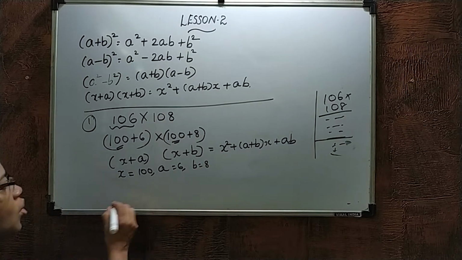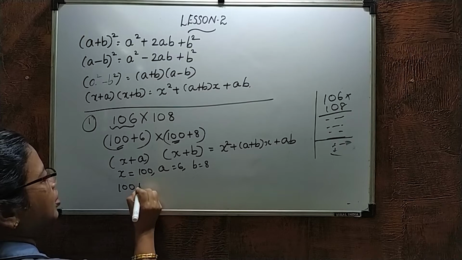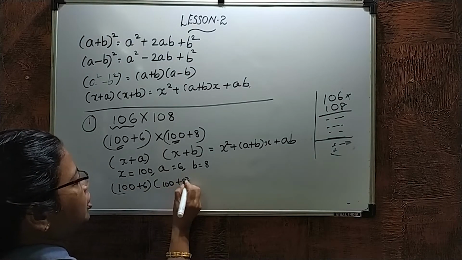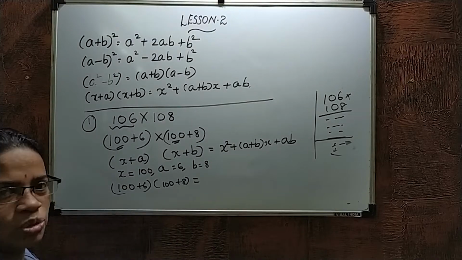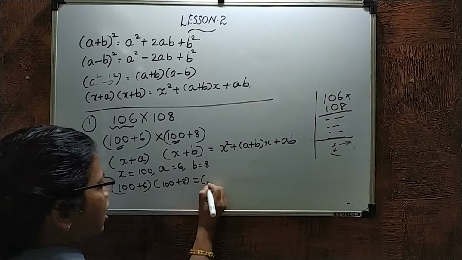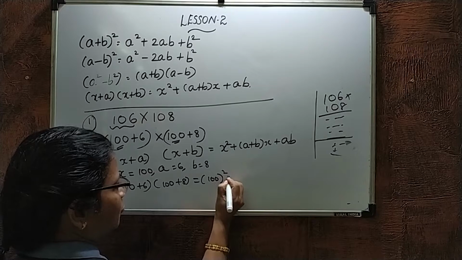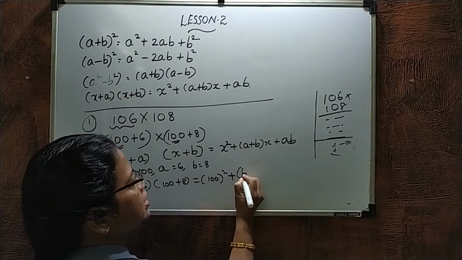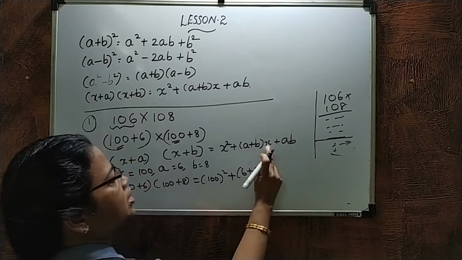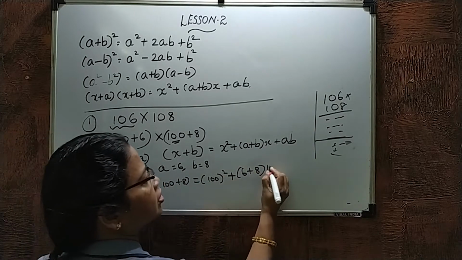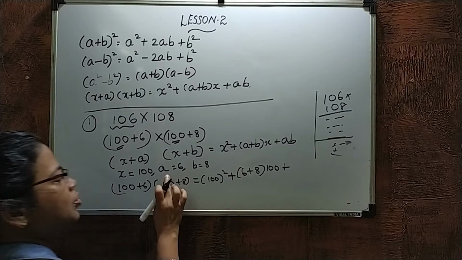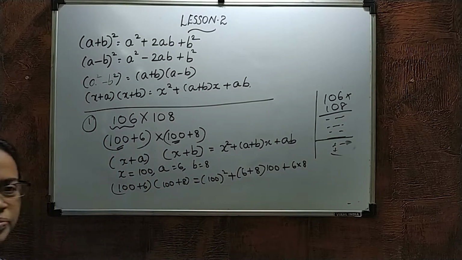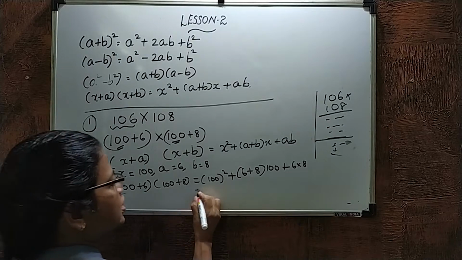Then we start: 100 plus 6 into 100 plus 8 equals, first one, x square. X square means 100 square, plus a plus b into x. A plus b means 6 plus 8, into x which is 100, plus ab. What is ab? A into b, 6 into 8. Clear? Now what is the next step?